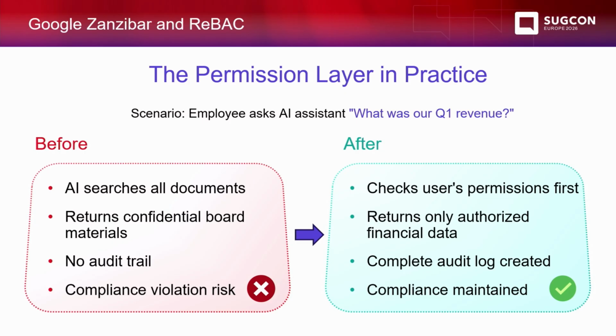If we work with relationship-based access control implementations like SpiceDB, it has an audit log where every check and every permission change is logged and compliance is maintained.